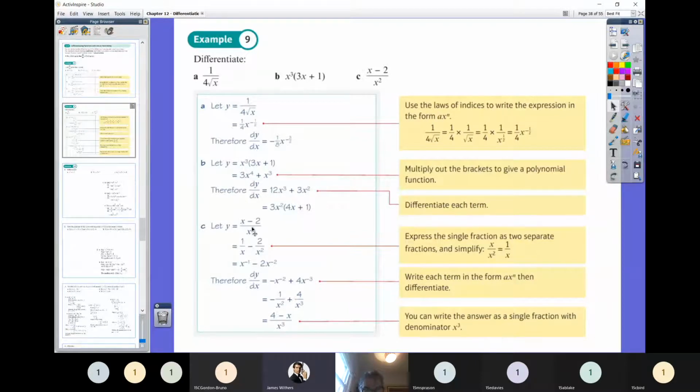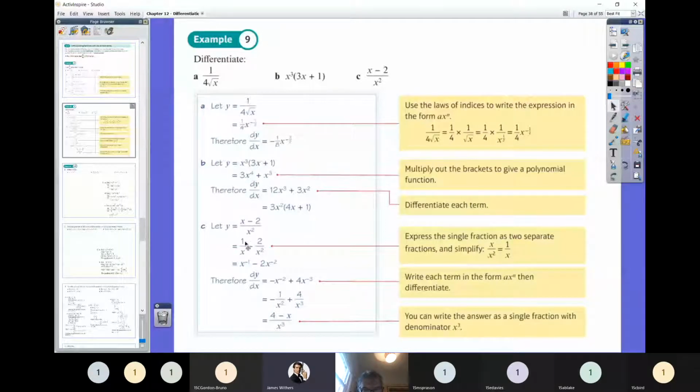And then example C, where you've got one like this, just go and put both of the terms in the numerator over the denominator. Break it down into two separate terms. So x over x squared is, when you divide 3 by x, is 1 over x.